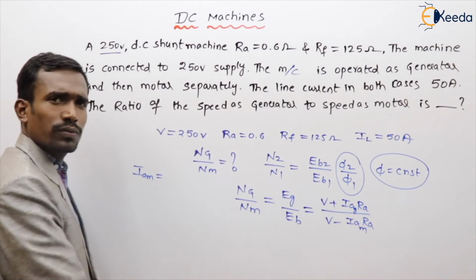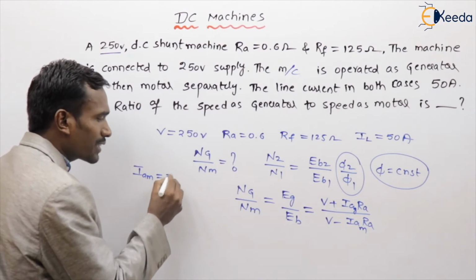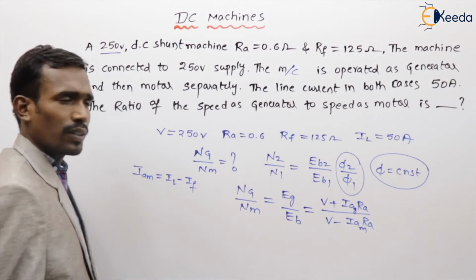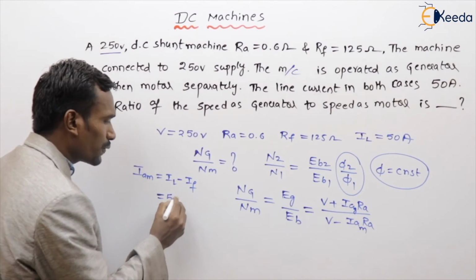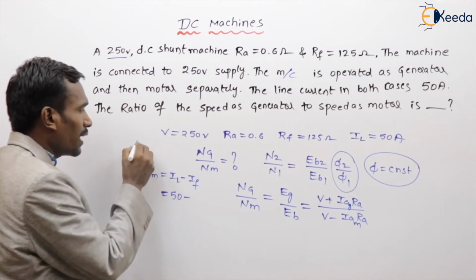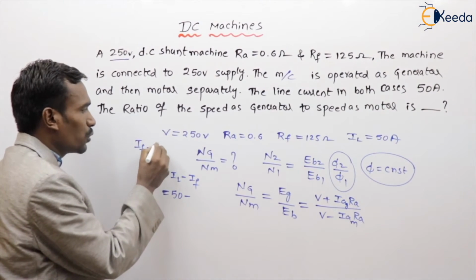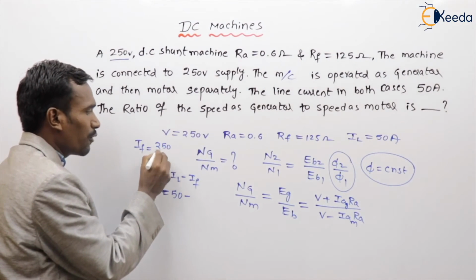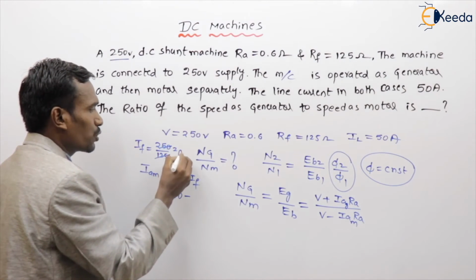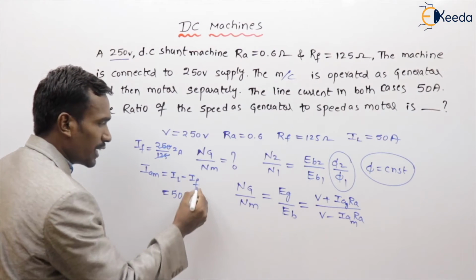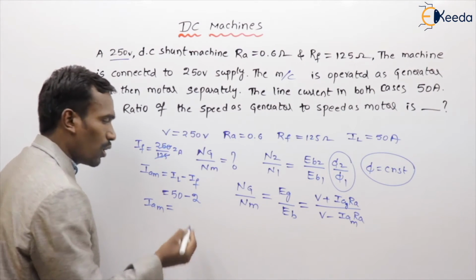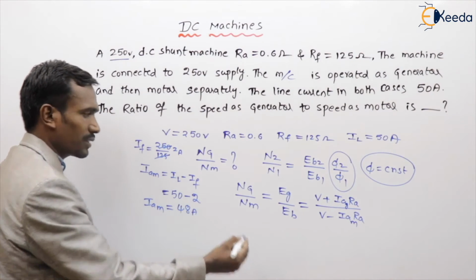In motor, armature current equals line current minus field current. What is line current? They gave 50. Can you tell me the field current? The field current If equals V by Rf, which is 2 amperes. So substitute 2 amperes here. Then the armature current in motor is 48 amperes.